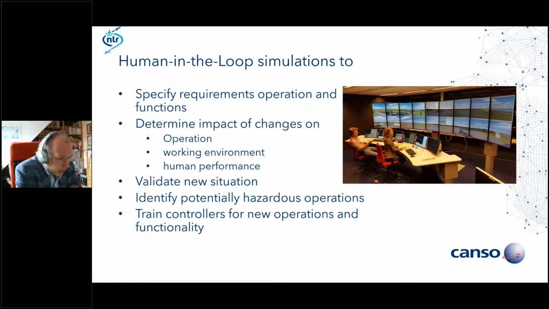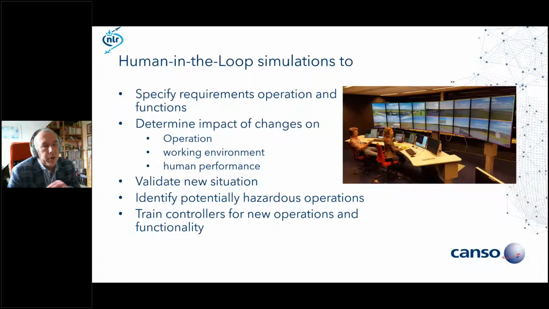What you see here is that one of the things that can be done is human-in-the-loop simulations. And you can do that to specify the requirements of your operation and your function. You can test out precisely what you want to do with your new system. You can determine the impact on the operation, on the working environment, and on the human performance. All of those can be measured. My presentation now is primarily on the human performance, of course.